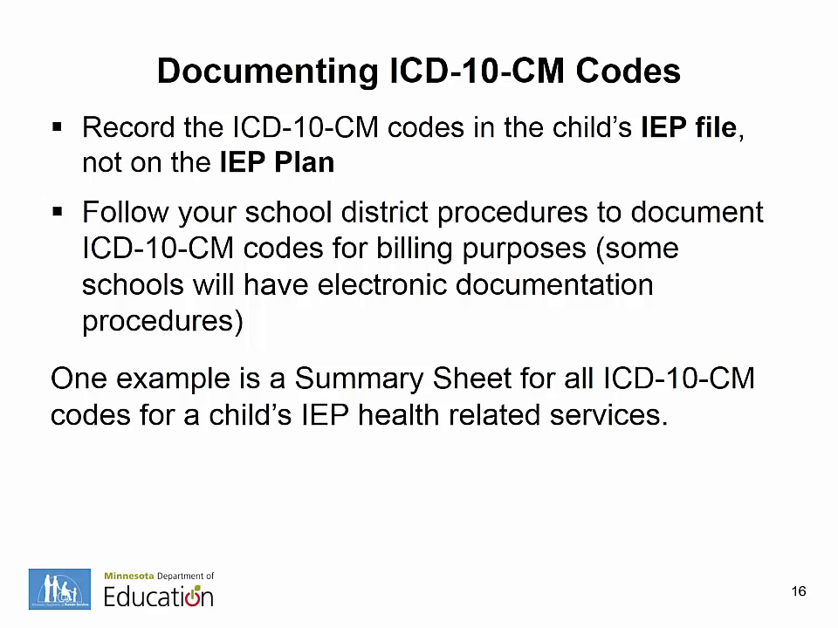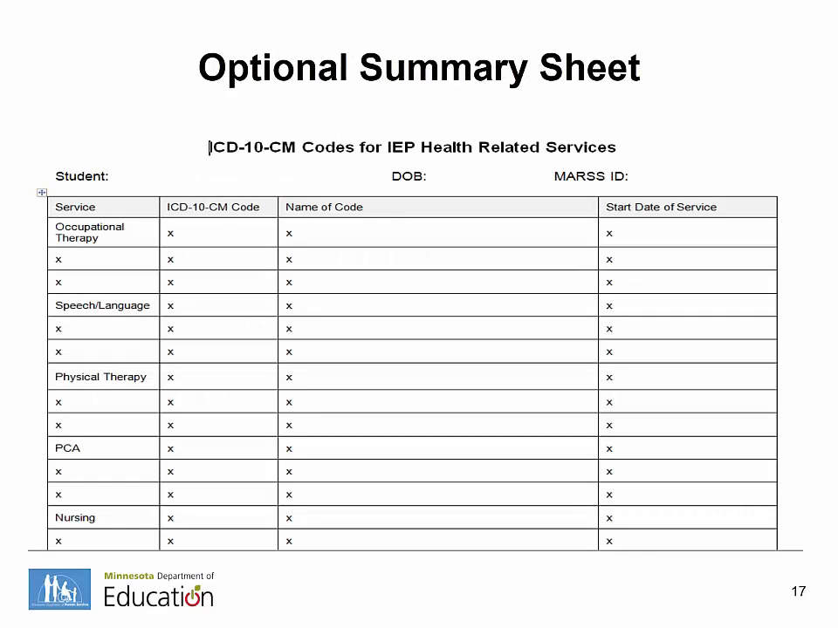Follow your school district's procedures to document ICD-10-CM codes for billing purposes. Some schools will have electronic documentation procedures. One example is a summary sheet for all ICD-10-CM codes for a child's IEP health-related services. This is an optional summary sheet. If this is something that will be useful to you and your team, please feel free to use this form. If a child has more than one IEP health-related service, this is a great tool to use. This might be in the electronic file already if you are doing electronic special education assessments and IEPs. Please take the time to visit with your vendors and make a process that works best for you.